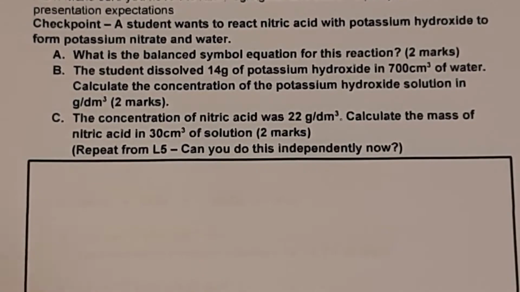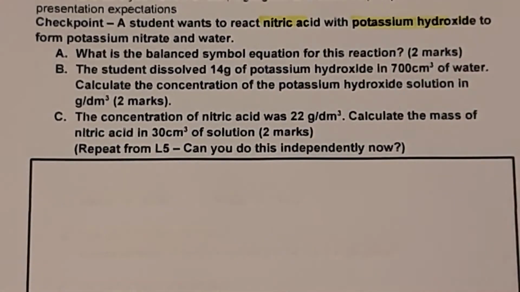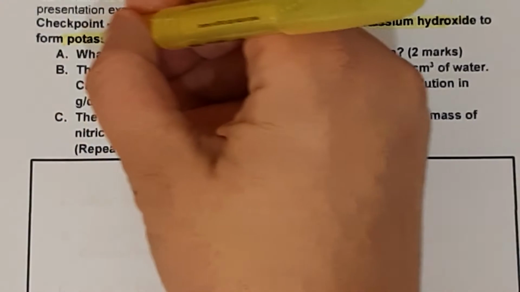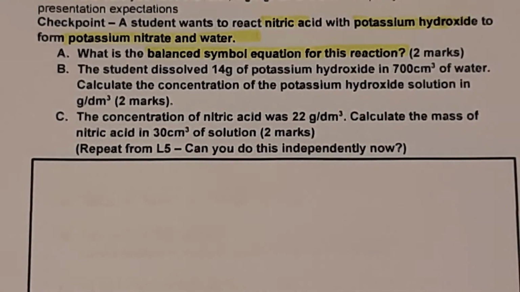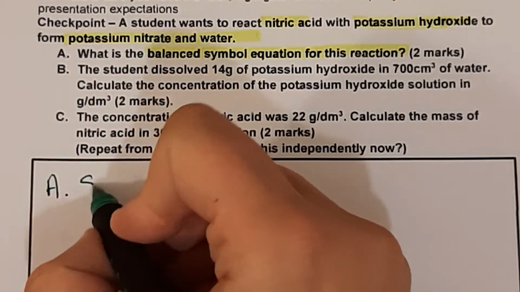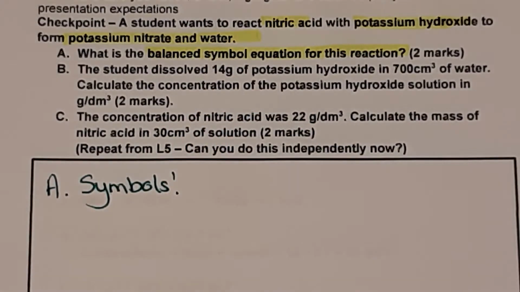So on page 38, you've been given a checkpoint question, checkpoint A. A student wants to react nitric acid with potassium hydroxide. So nitric acid and potassium hydroxide are the reactants to form potassium nitrate and water. Those are the products. What is the balanced symbol equation for this reaction? So for A, we're looking for a symbol equation. Make sure you use your symbols, and make sure it's balanced.